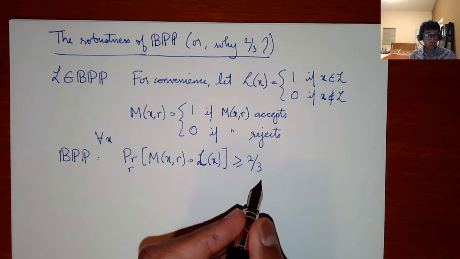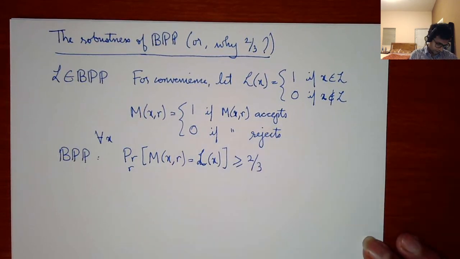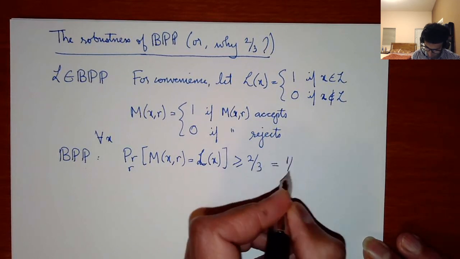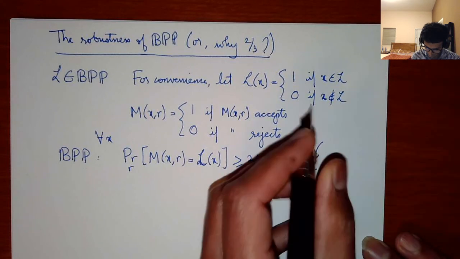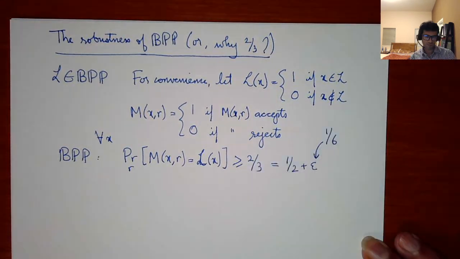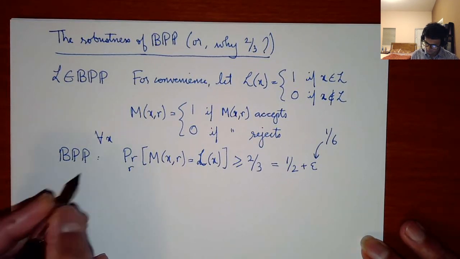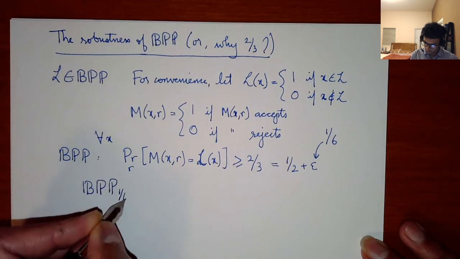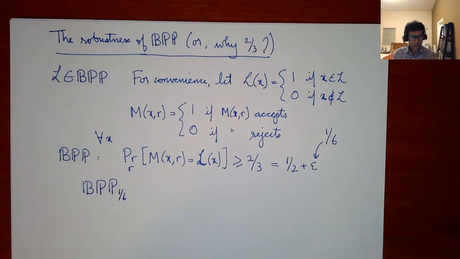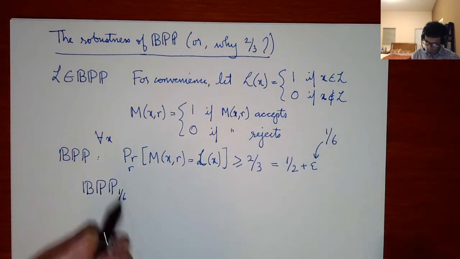So you can say, why not something else? And what we'll see is we'll just write this as half plus epsilon, and the epsilon is 1/6 here, right? Because half plus a sixth is 2/3. So if I were to define the class this way, then I would say this is BPP_{1/6}, where the error, I'm sorry, not the error, but the gap from a half is 1/6.